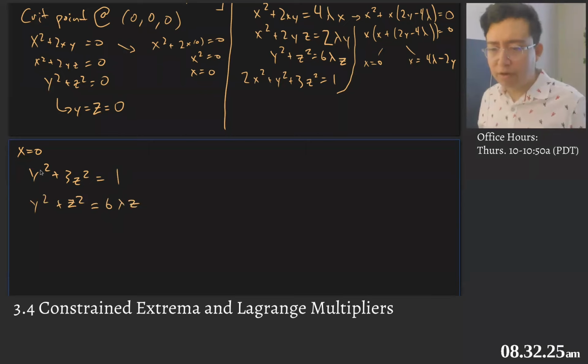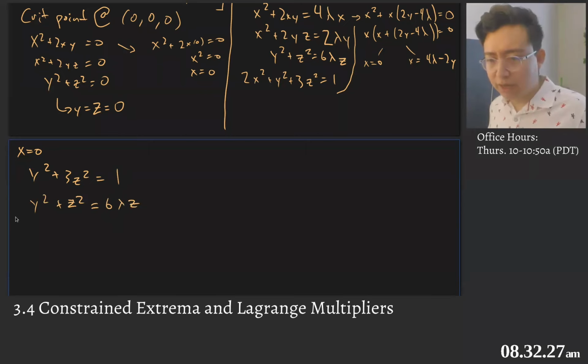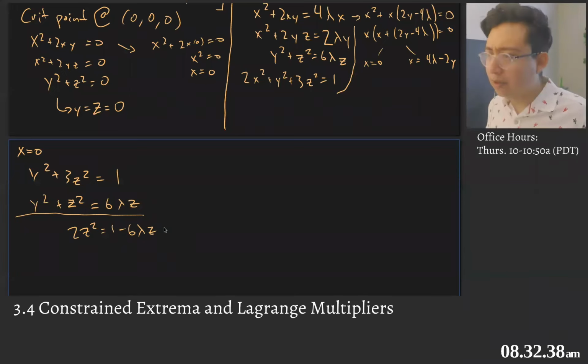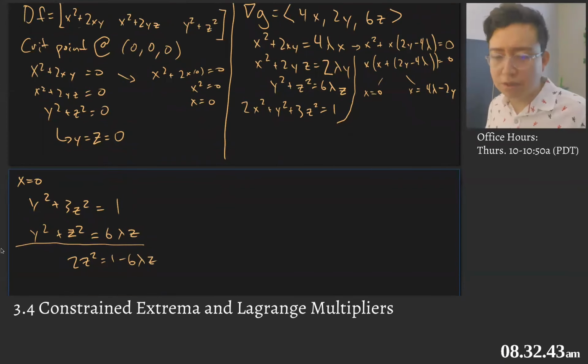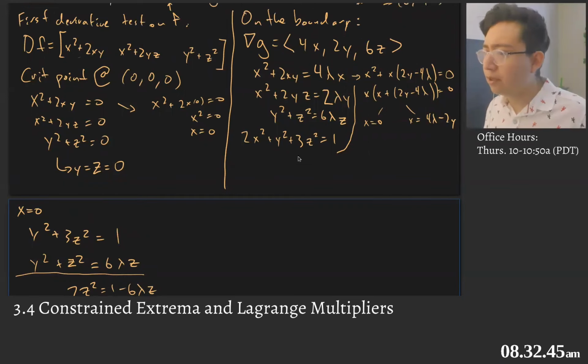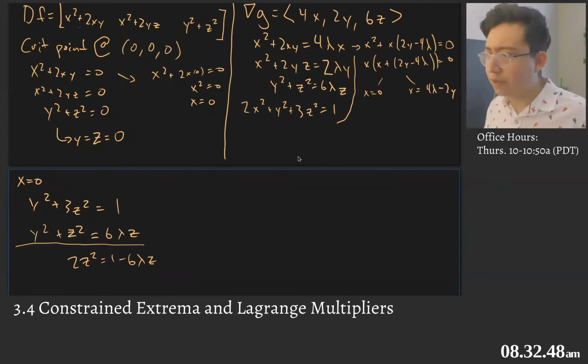Okay. Now, if I subtract these equations, then I get 2z squared equals 1 minus 6 lambda z. Oh man, maybe I should have done this one in advance so that I could foresee all of this. Let's see, what else can I do? It does take some cleverness sometimes. Let's see.